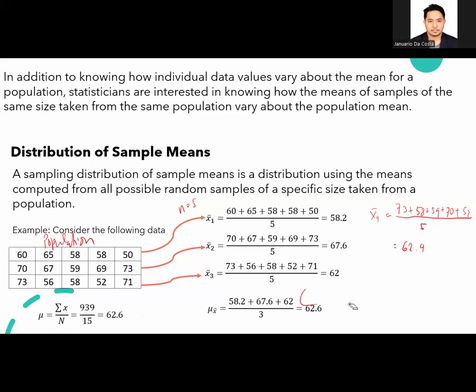But the idea here is that you can pick any random number from the population, and then you sum them up. This is what you will get. The mu of x bar says that it is the mean that I get from the mean of each individual sample.